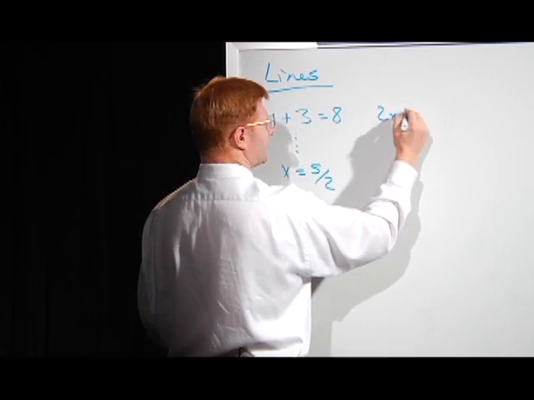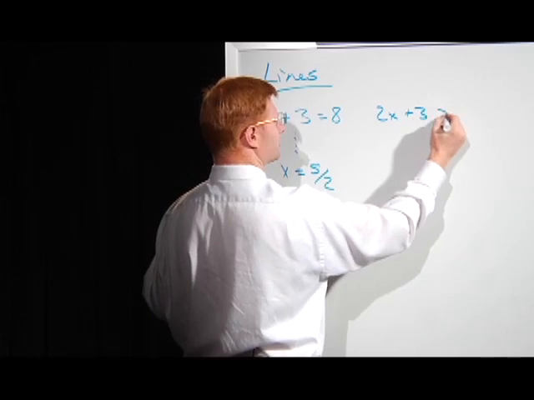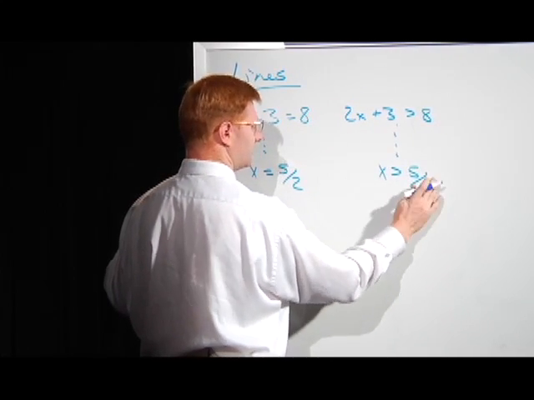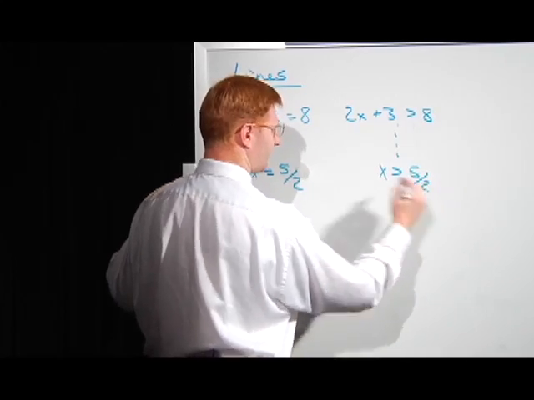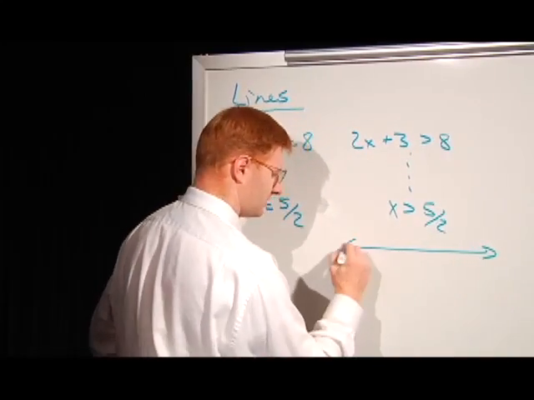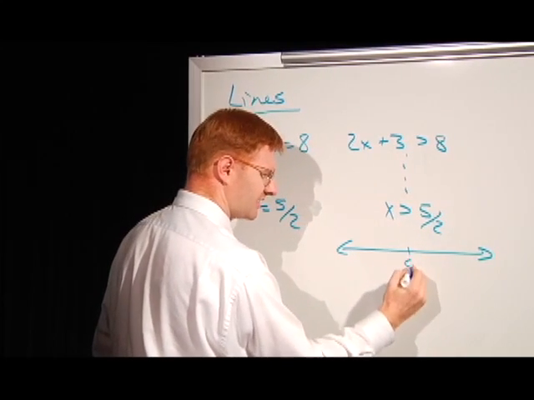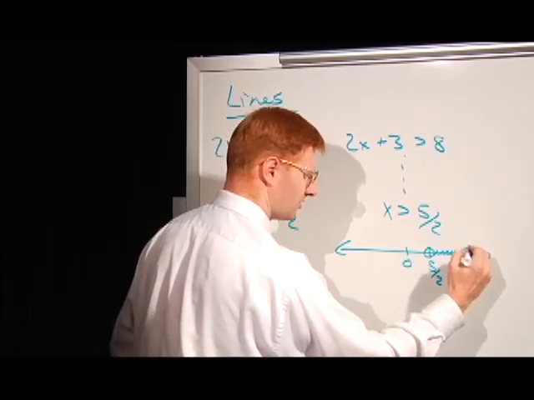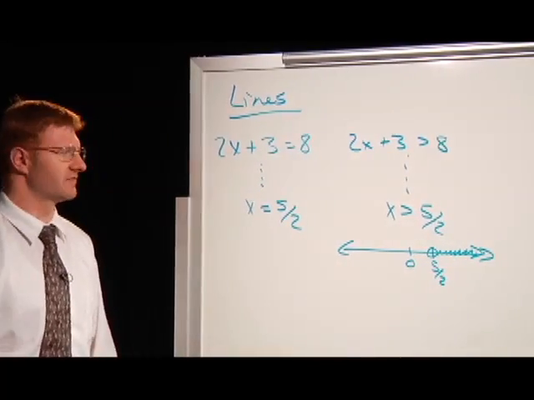If we do something like this, 2x plus 3 is greater than 8, you get down here and you get x is greater than 5 halves. And if x is greater than 5 halves, you notice now we can't write down all the answers. So we graph them because there are a whole bunch of answers.